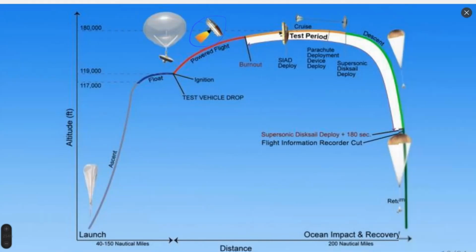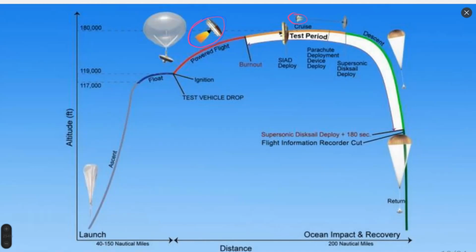Propelled flight at higher altitude, around 60-70 kilometers, and then test flight, cruise flight with a smaller parachute, and then descent, deceleration with a big parachute, and return back to Earth. There are a lot of videos about this project on the internet.